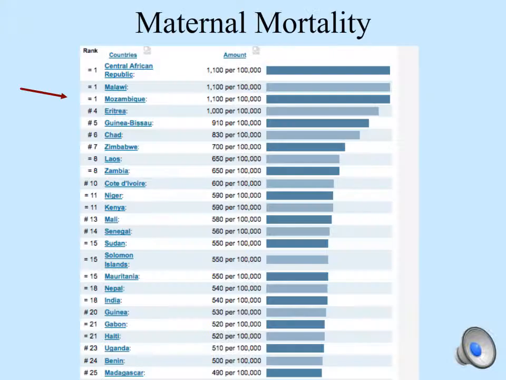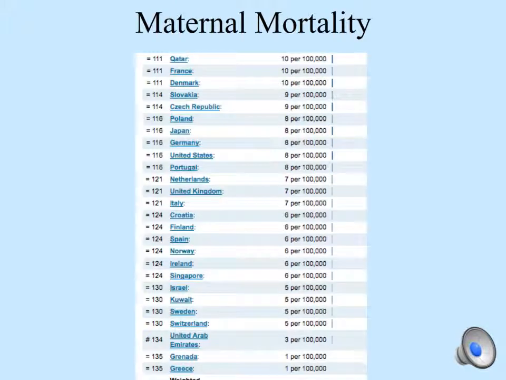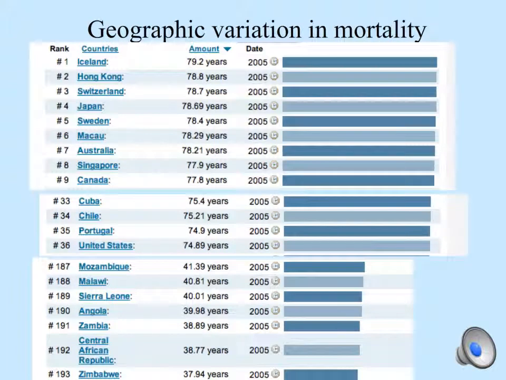And if we look at the rates of maternal mortality in the world, we can see what huge differences there are. Mozambique, where I worked, having a maternal mortality of over 1,000 per 100,000 women at the top of the list. And then if we look at the bottom of the list, at Grenada, Greece, and so forth, we've got rates of 1 per 100,000 women maternal mortality, so 1,000 times less than the maternal mortality in a place like Mozambique. And of course, there are huge differences in mortality as well.